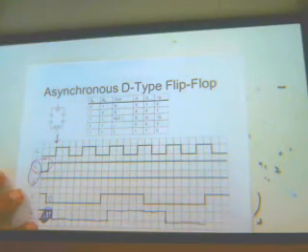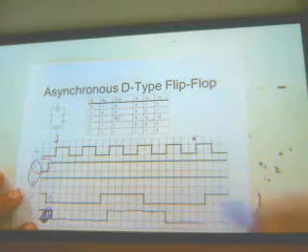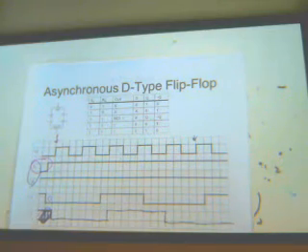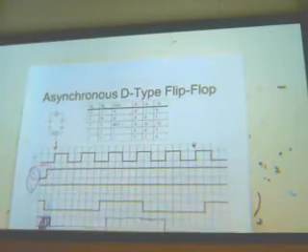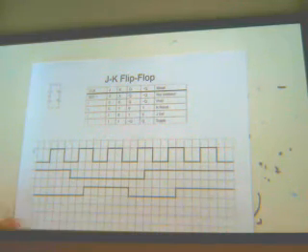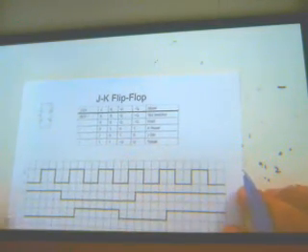Now, are we allowed to make a change there? No, because we can only make the change on the leading edge, right? So we'll keep that. Okay. So now we have a JK flip-flop.